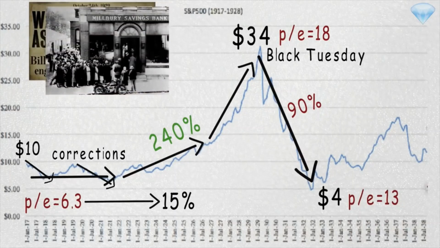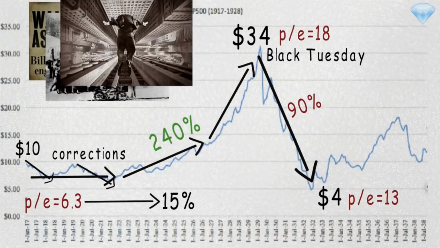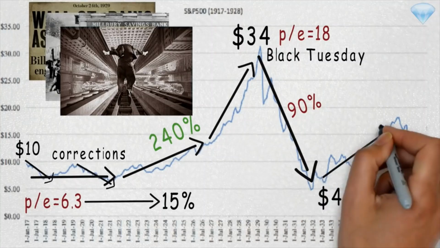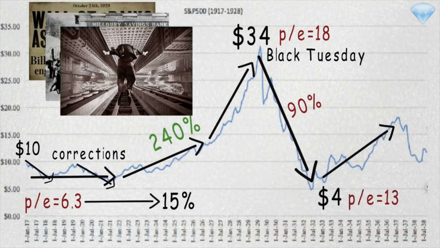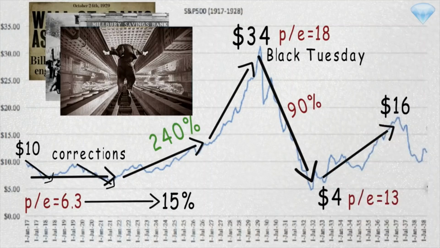Banks started closing down. People were not able to withdraw any funds that they had. Some of them started jumping out of windows and killing themselves. After 3 years of bear market, the economy began to recover slowly, going from $4 per share in 1932 all the way to $16 in 1937. That would be a 300% increase.